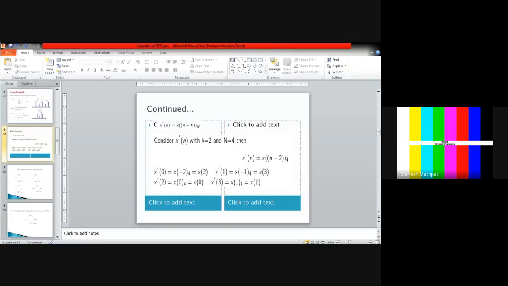So what did I write just now? x dash of 0 is equal to x of, actually it is modulo, right? It's modulo value in it, right? x of modulo minus 2, 4, write it as a double bracket there, is equal to this, as 4 is n, so 4 minus 2. So what is the value? x of 2. Understood?